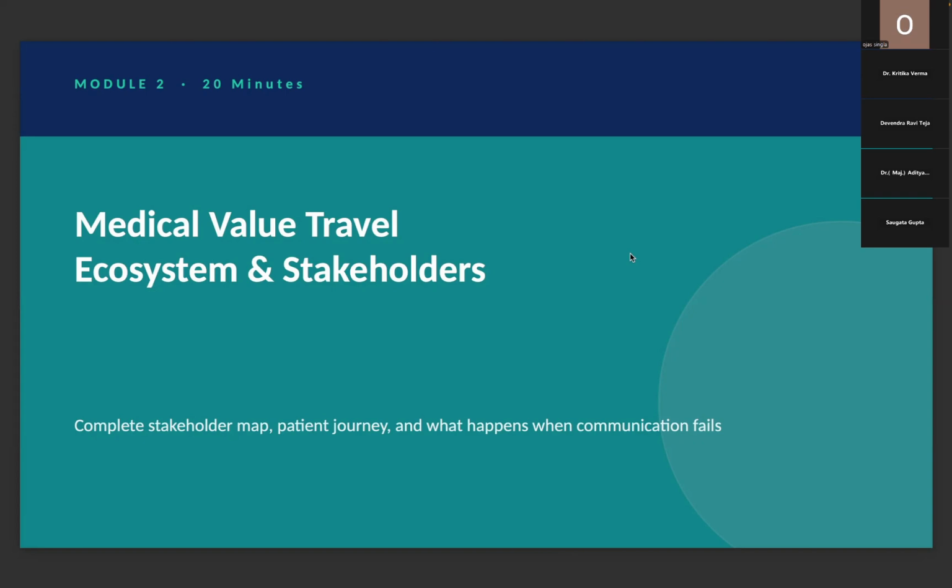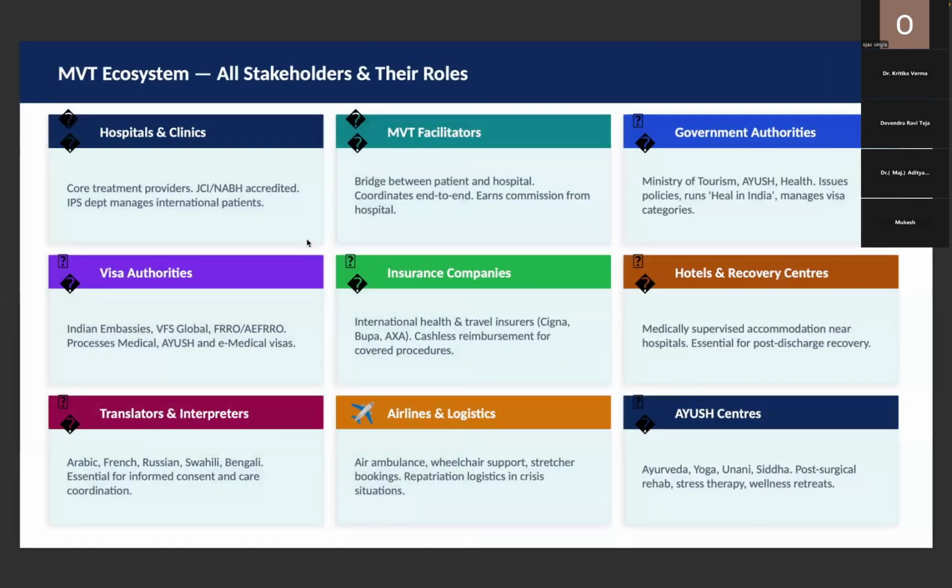But the reality is actually much bigger than that. There are a lot of people behind medical value travel, a lot of people behind one international patient. Even if one part of the whole ecosystem fails, the patient experience will suffer, right? You need to understand every part behind this. Just imagine: the patient comes, the surgery goes perfectly, the doctor is excellent, the hospital infrastructure is world class, very nice, very good, right?